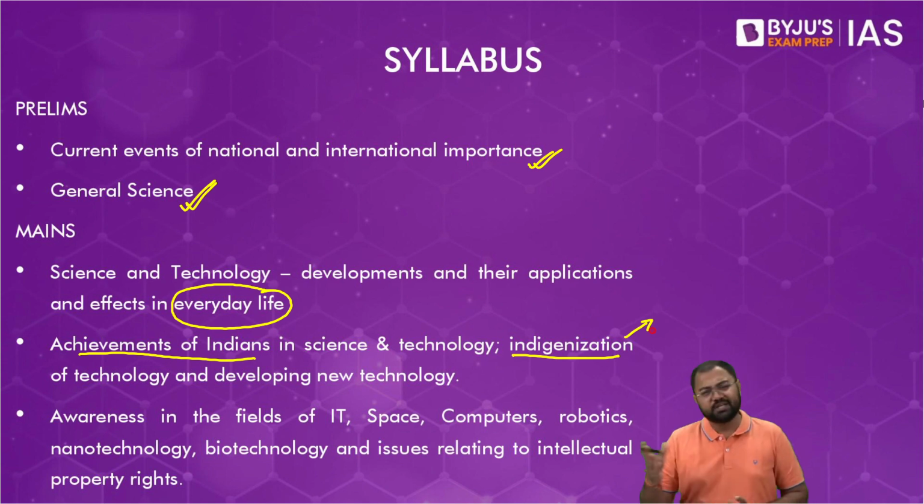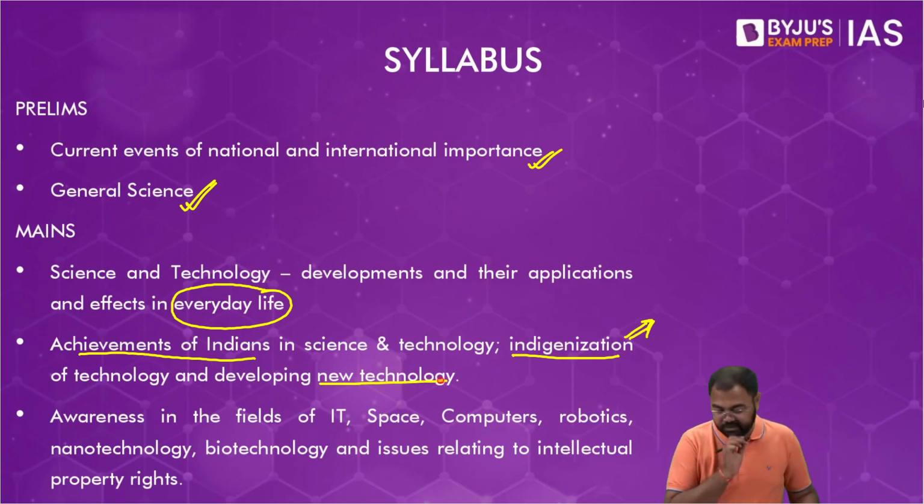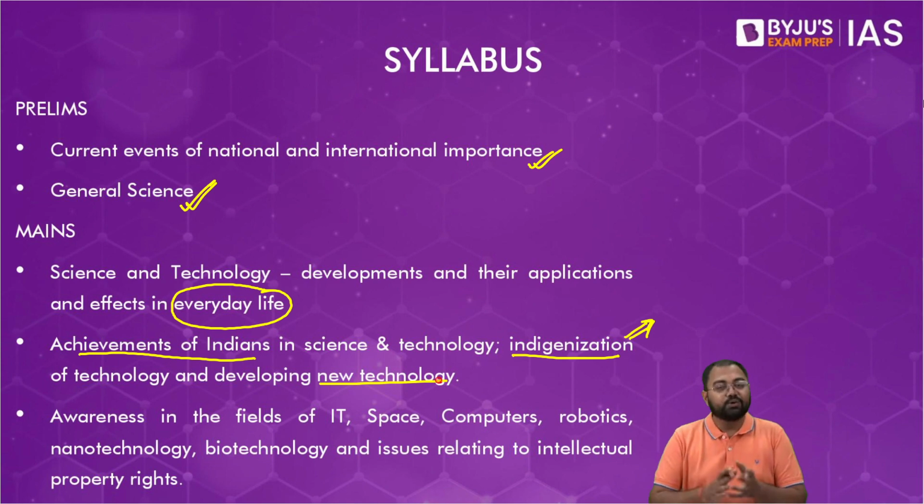So technology may be something that has been developed in any part of the world, something that we are adopting, something that we are looking at, or we are using in one form or the other. That is how indigenization of technology has to be understood. Most of you have given the correct answer. And then developing new technology. Any new technology, whether developed in India or somewhere else but also being adopted by India. So all these new technologies at a global level also become important.